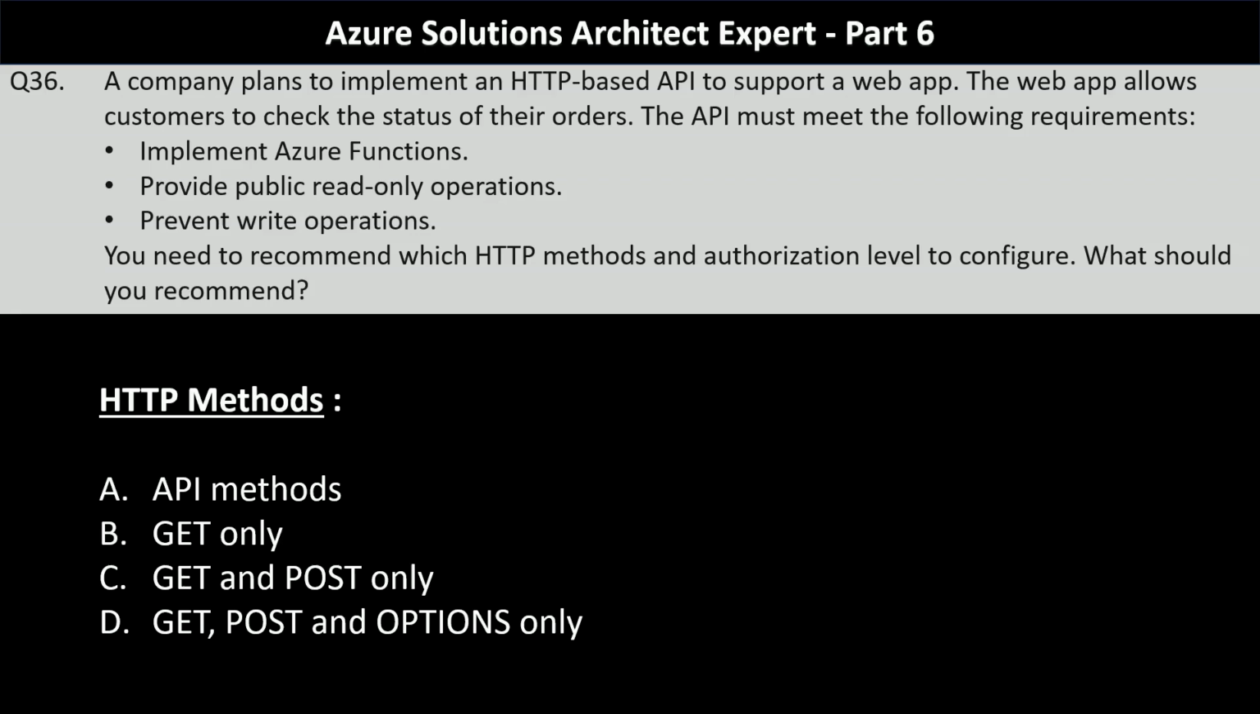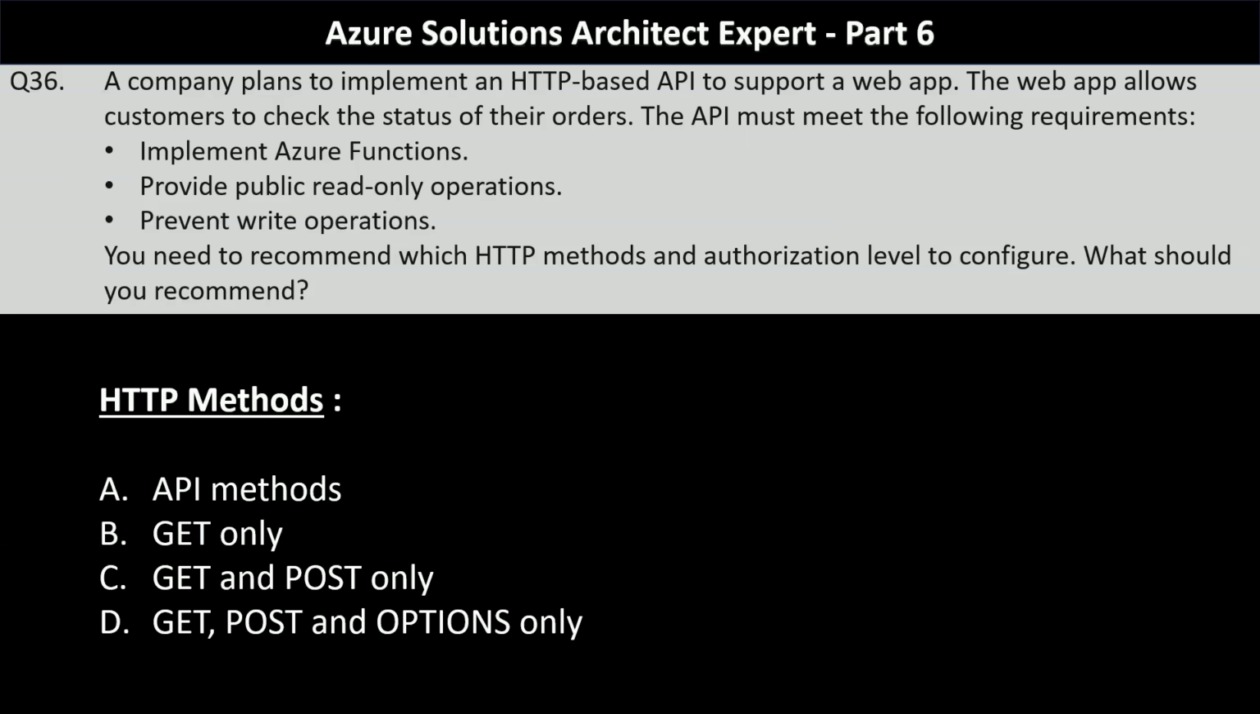Our company plans to implement an HTTP-based API to support a web app. The web app allows customers to check the status of their orders. The API must meet the following requirements: implement Azure Functions, provide public read-only operations, prevent write operations. You need to recommend which HTTP methods and authorization level to configure. What should you recommend? Now, the first part of the question is talking about HTTP methods, and your options are GET only, GET and POST only, GET, POST, and OPTIONS only.